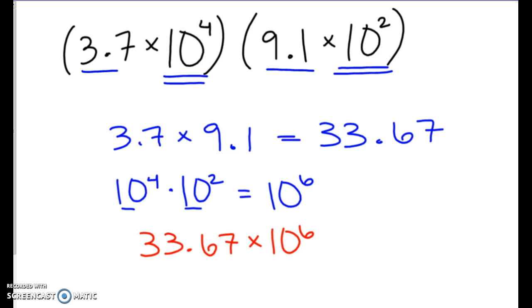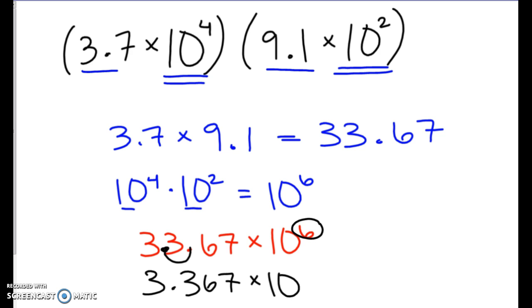I hope you said no. We're going to move our decimal one place to the left. So when we move it to the left, what do we do with this exponent? We have to add 1. So we're going to have a 7.